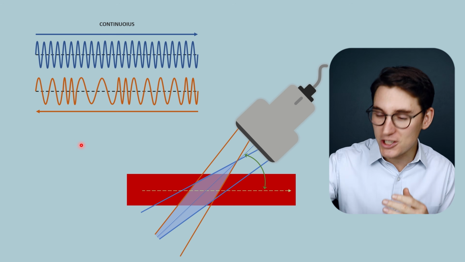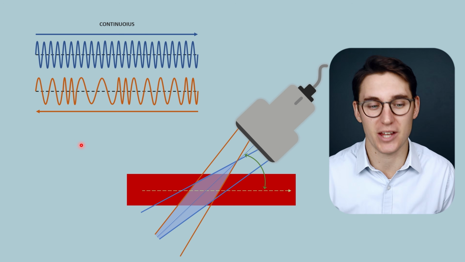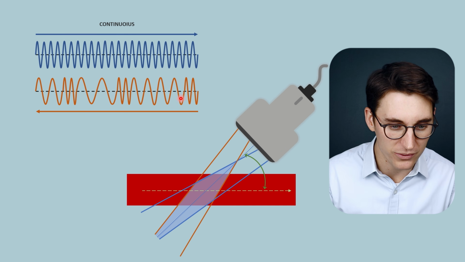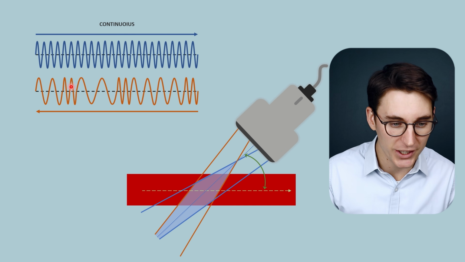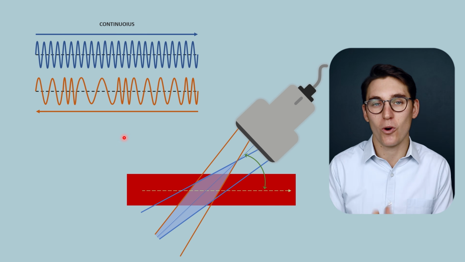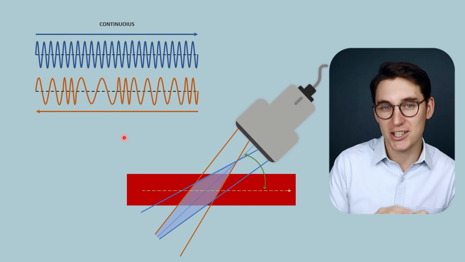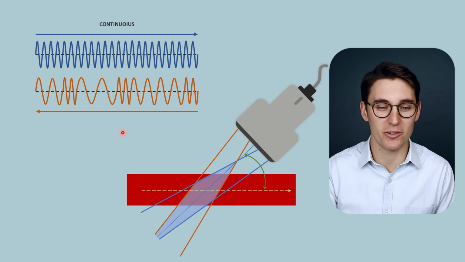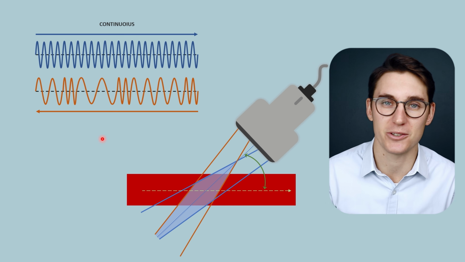So depending on the velocity of that blood and the direction of that blood, the frequencies returning to our ultrasound probe will vary. Now, what we can do with these returning frequencies, or the returning Doppler shift, is use the Doppler equation to calculate the velocity of that blood at every given point within these returning echoes.